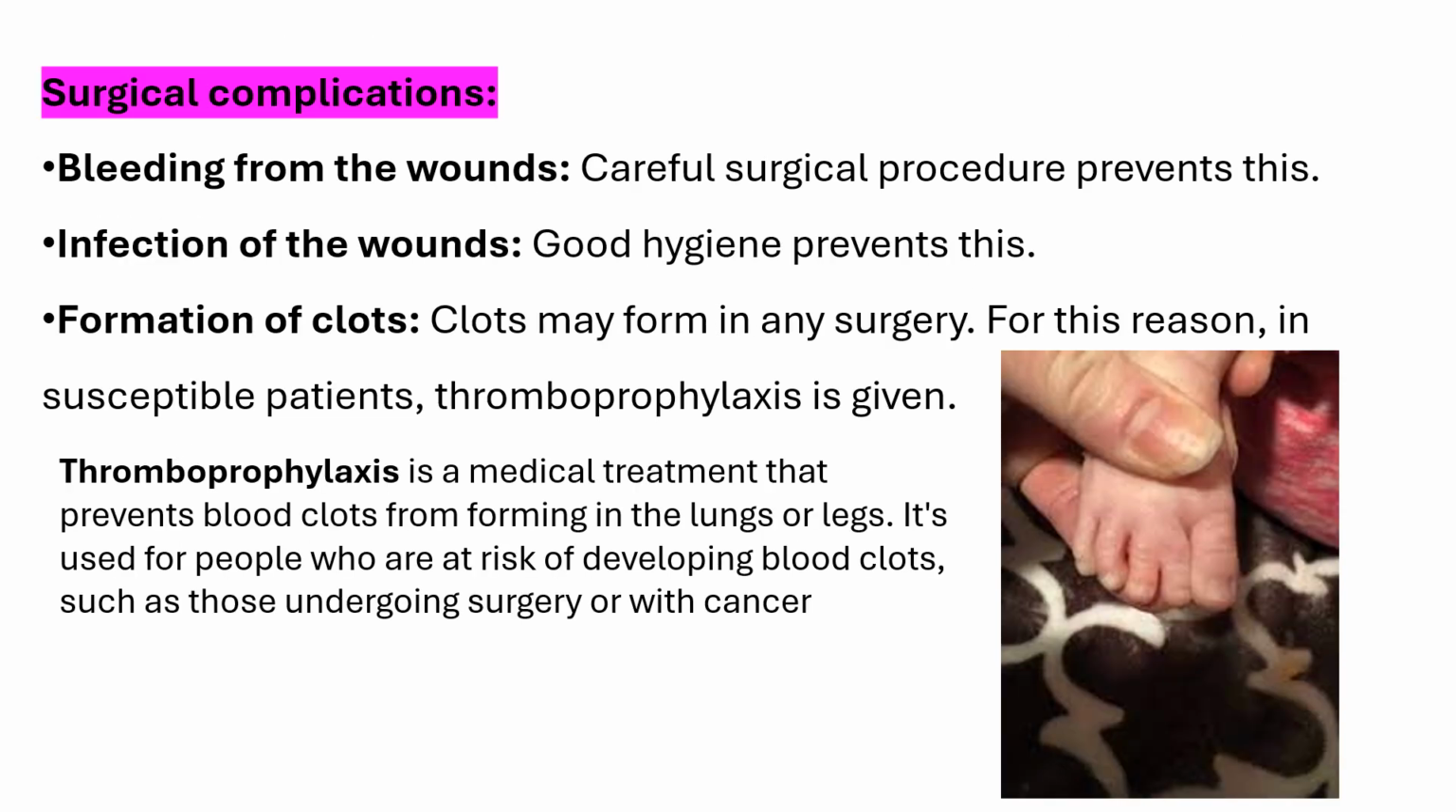Okay. Surgical complications. The complication can be bleeding from the wounds, right? We just saw there was an inflammation. Careful surgical procedure prevents this. Infection of the wounds, good hygiene prevents this. Formation of clots. Clots may form in a surgery. For this reason, in susceptible patients, prophylaxis is given, right? Thromboprophylaxis is a medical treatment that prevents blood clots from forming in the lungs or legs. It is used for people who are at high risk of developing blood clots, such as those undergoing surgery or with cancer, right?